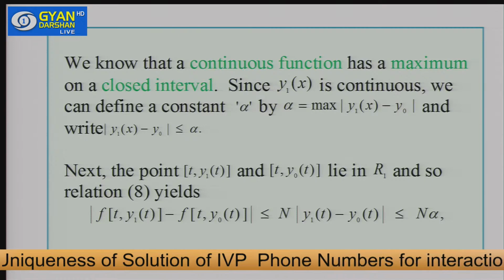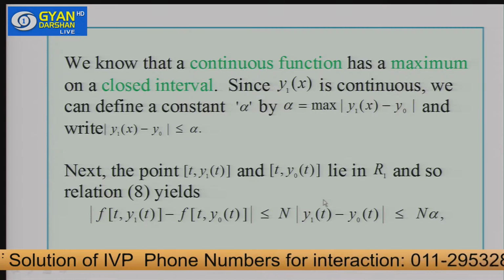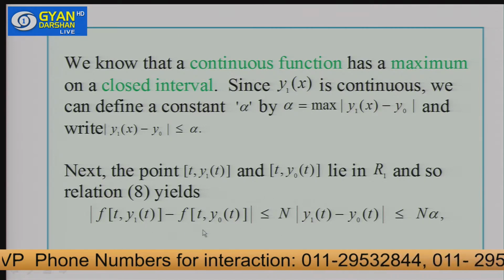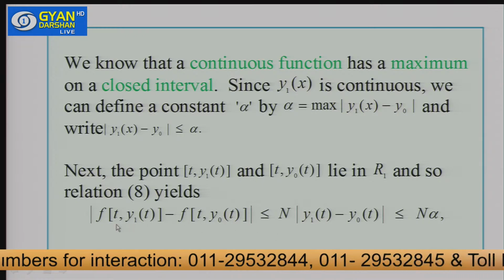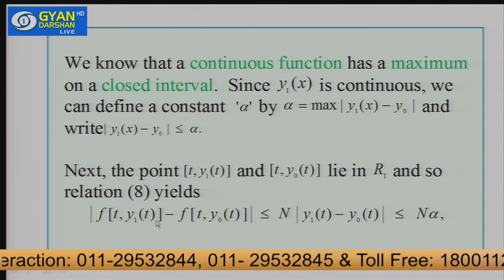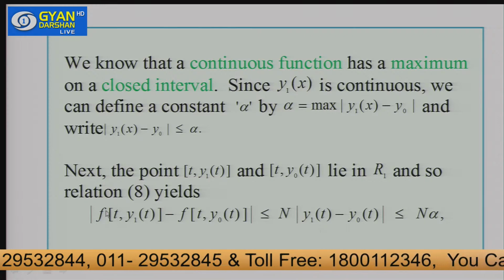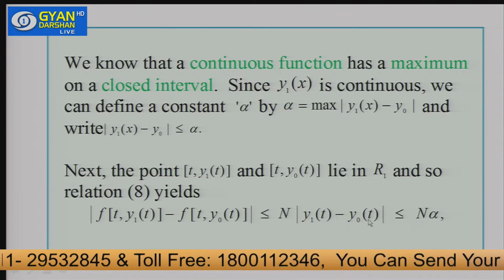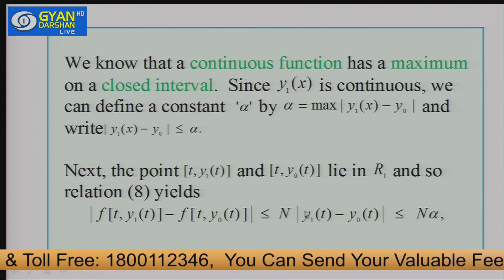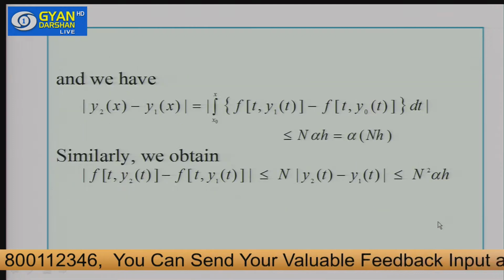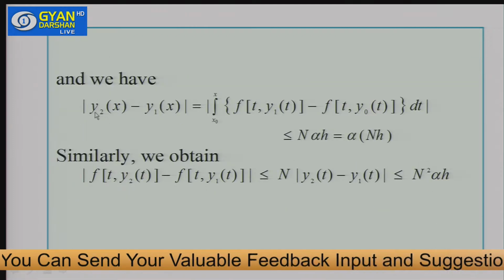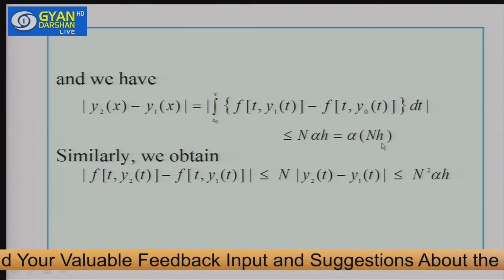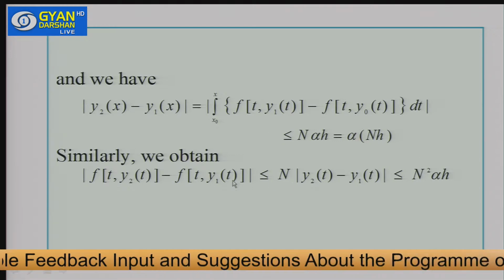Now again this point T1, and using this we have already shown for any 2 points, this is bounded by this, by using Lagrange's mean value theorem on f. We have shown this. Now this is bounded by alpha, so this is less than n alpha. Again this is alpha into nh, and going on.